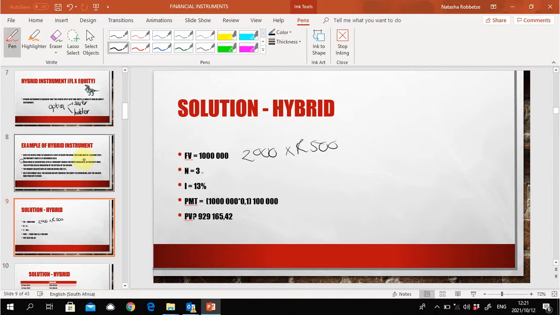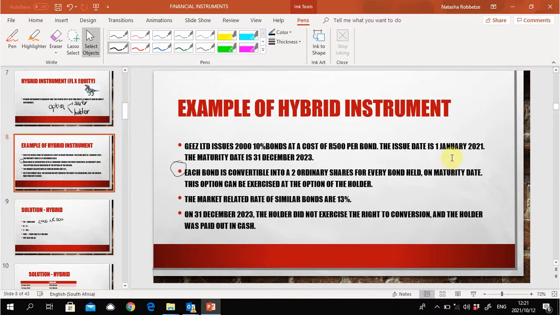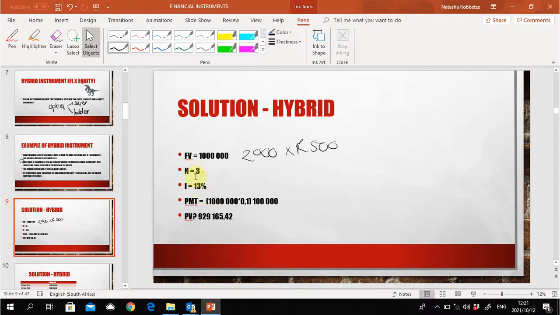So here we have to go and count. When was it issued? 1 January 2021. When does it mature? 31st December 2023. So the first year end will be December 2021, December 2022, December 2023. So there's 3 years for which the bonds need to be held before they mature. So the 3 I filled out there. Then the I must be the market rate. It's also known as the effective interest rate.